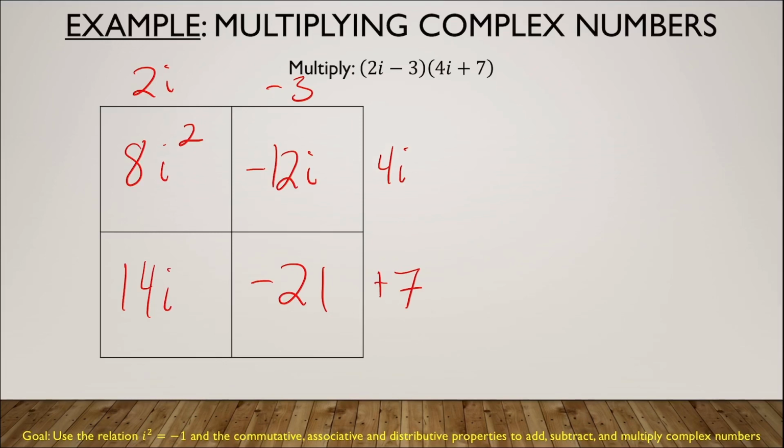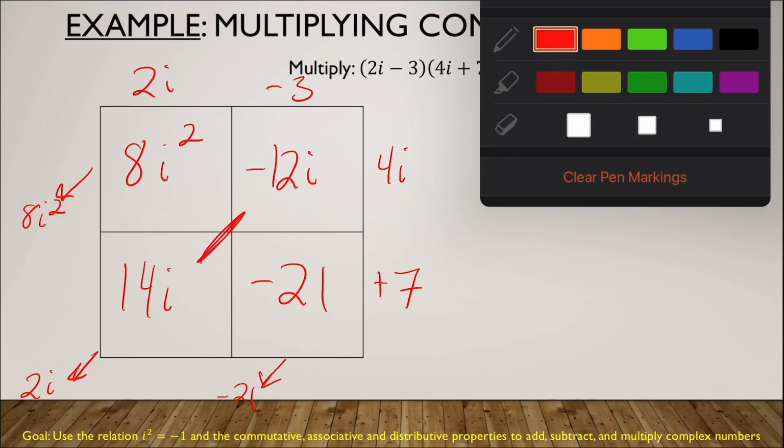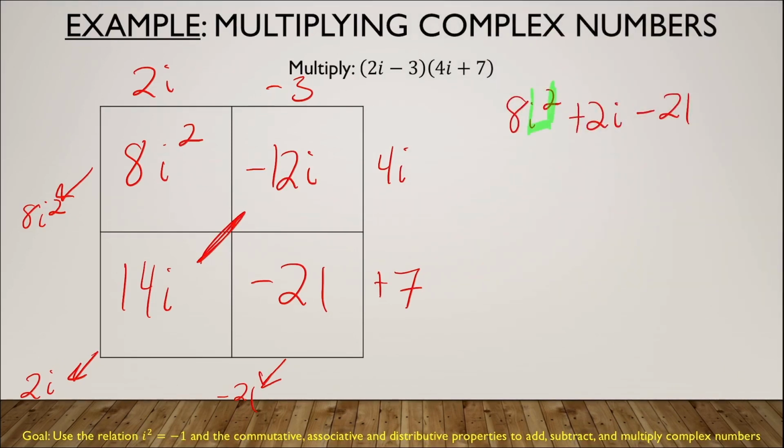So what we know now is that I have 8i squared. My diagonals are going to add up, so these two boxes combine together. Negative 12i plus 14i gives me 2i, and minus 21. So what we get here is we have 8i squared plus 2i minus 21. But we learned today that i squared equals something.